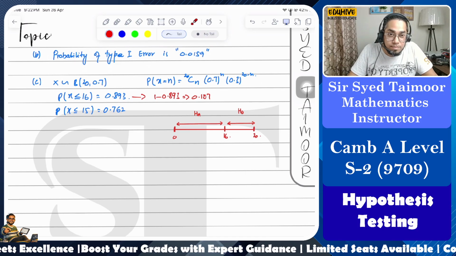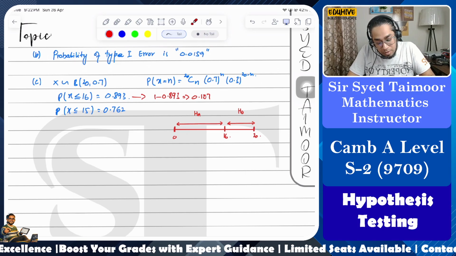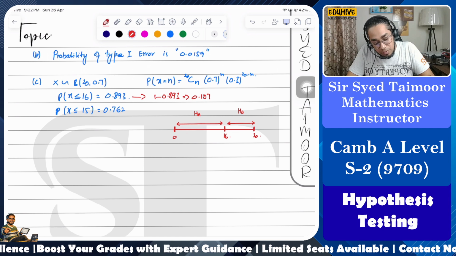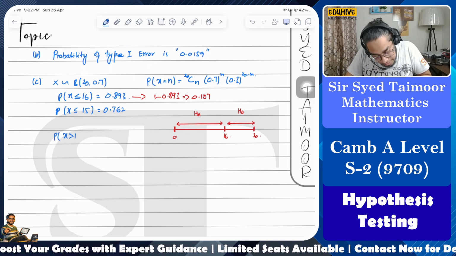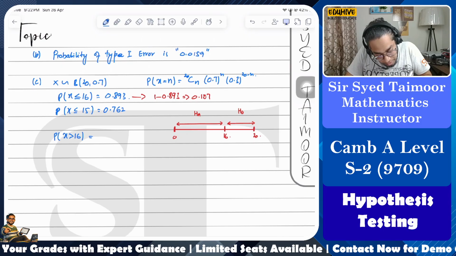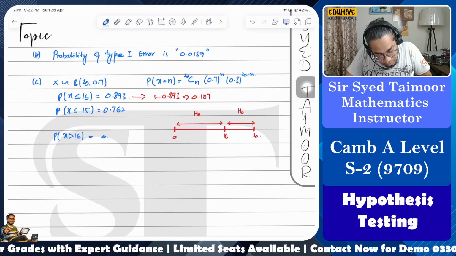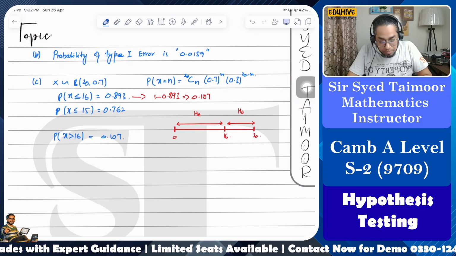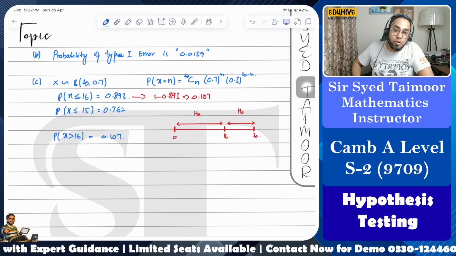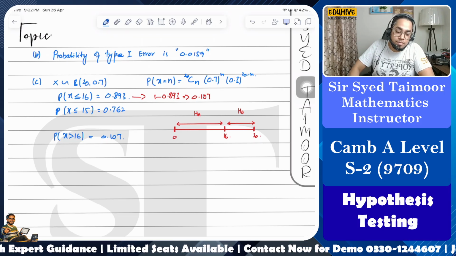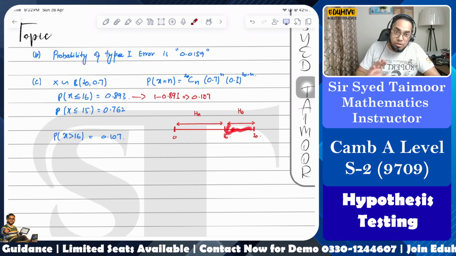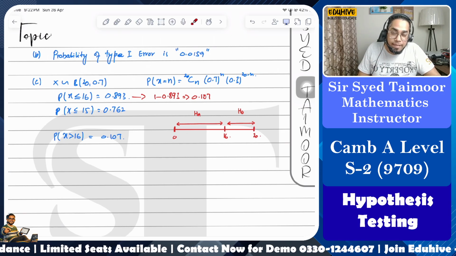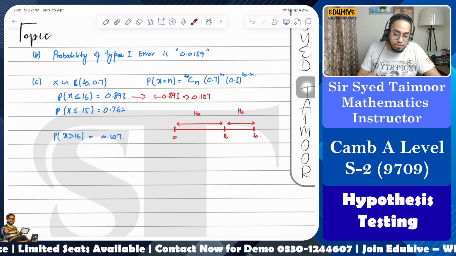Got it? So for the conclusion, what will you write? You will write like this: x greater than 16, probability must be 0.107. Okay, so that is exactly your type 2 error, meaning it's a false H naught and then you are accepting it. Fine.